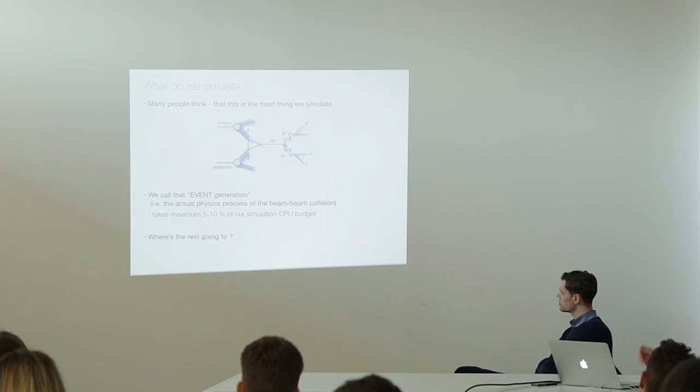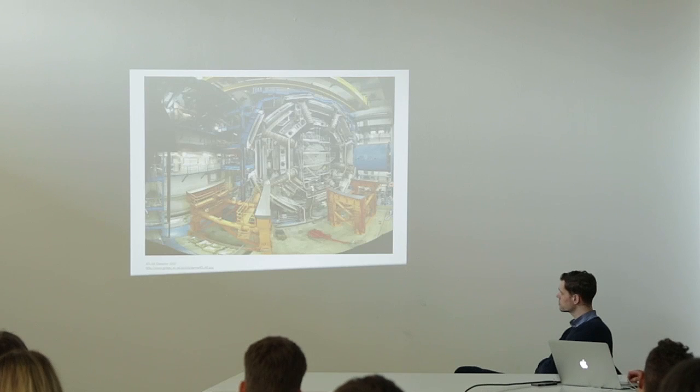It's true, we call that specific part event generation, but that takes only up to, I think at the moment, 5% maximum of our simulation budget. So the actual process is only 5% of what we actually use our simulation for. The question, though, is where does the rest go? And the answer is slide 8, which you have seen again. It's a detector. We simulate our detector.